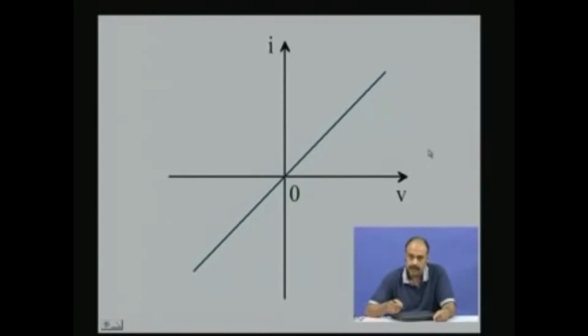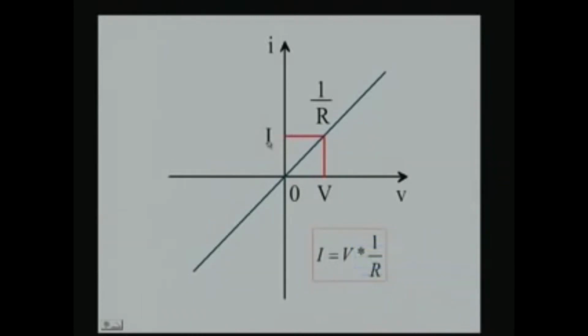Now, coming back to this VI characteristic, let us take a point on the voltage axis and then draw a line directly up onto the resistor characteristic line, and from that intersection point we draw another line which intersects the current. So, at this point we see that voltage gets multiplied by the slope 1 by R and results in the current.